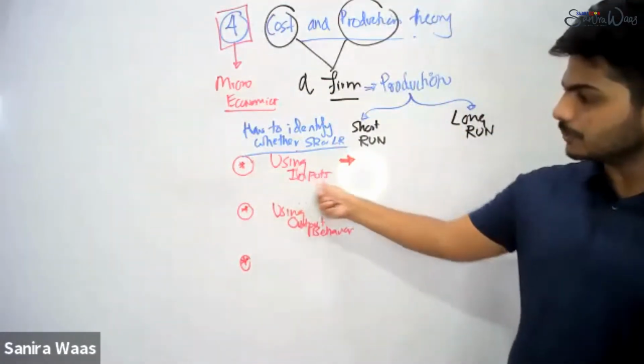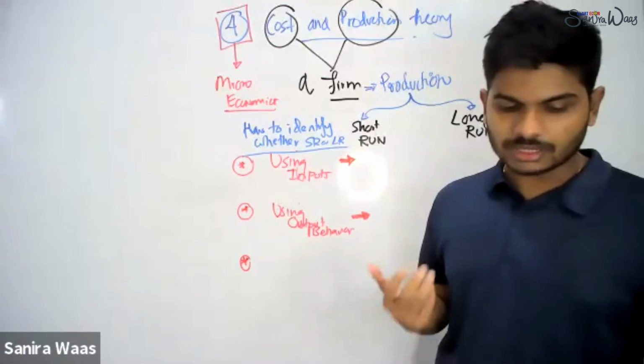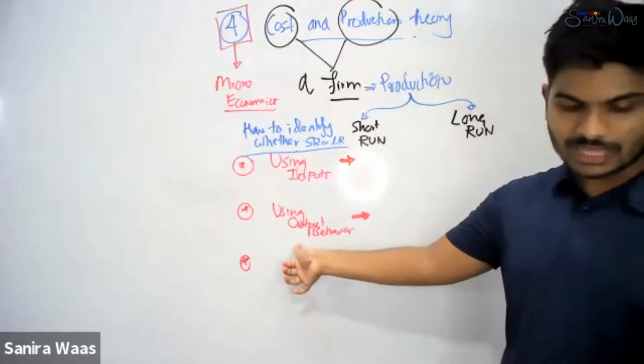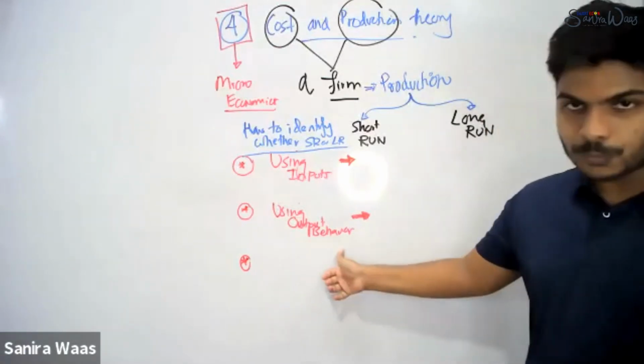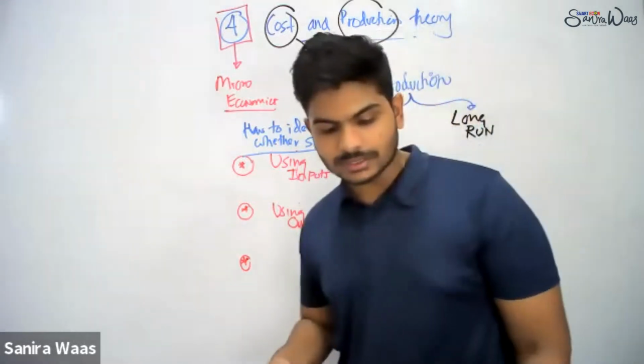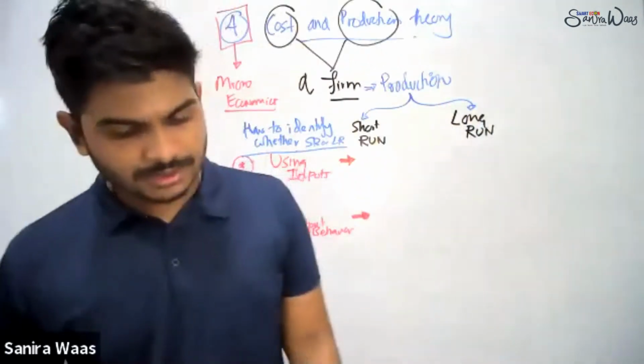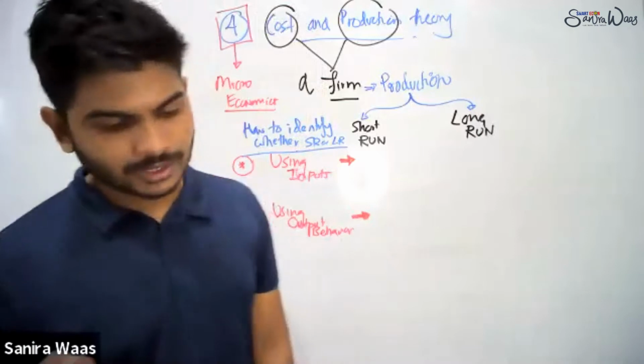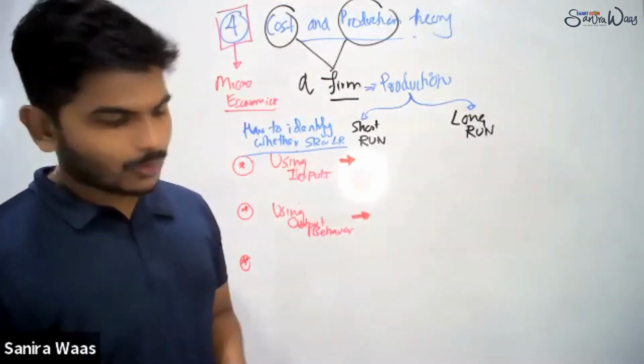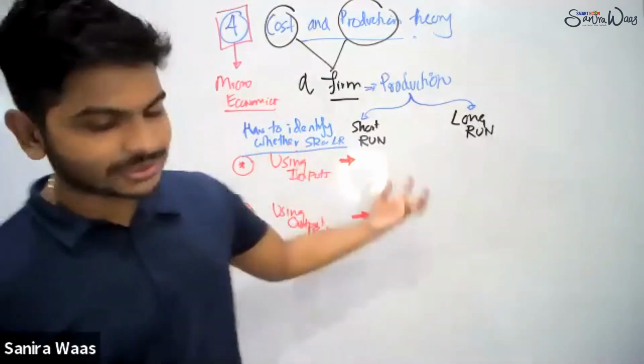First one is the input behavior, or is the inputs, right? Yes, good. Second one is the output behavior. Last one is what? How to identify whether this is short run or long run?